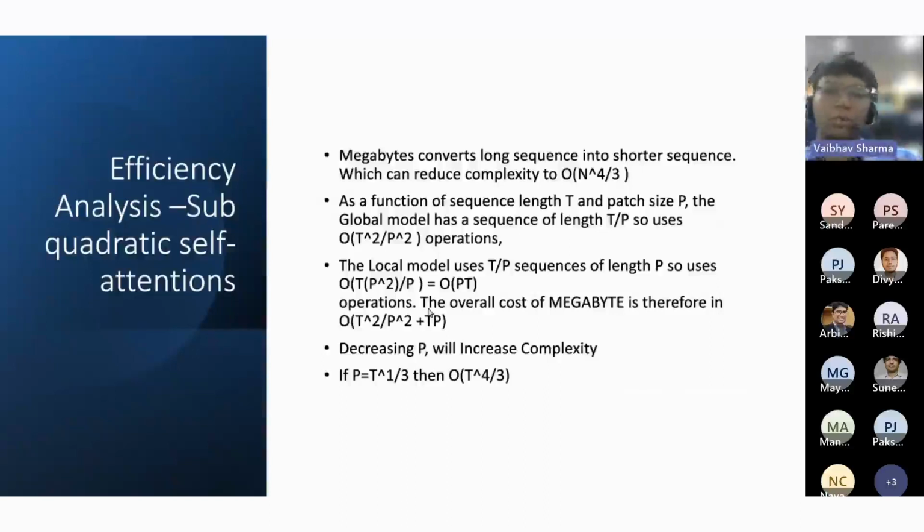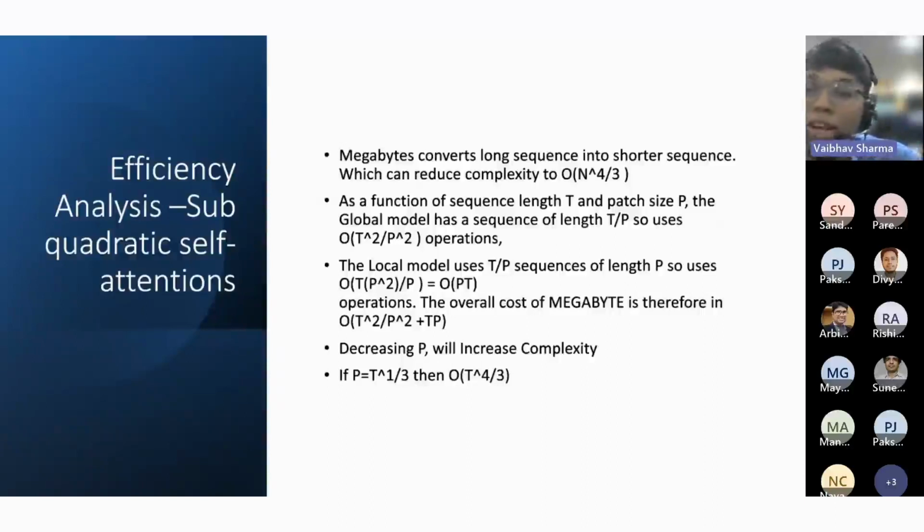So let's say we are talking about subquadratic self-attention. They are using subquadratic self-attention, which means they'll reduce the complexity to O of n to the power 4/3. We can look at how this is happening as a function of sequence length t and patch size p. The global model will have a sequence length of k, which equals t by p. So the attention in it will use k squared operations, which will be (t by p) to the whole square.